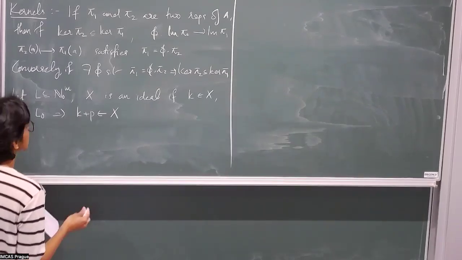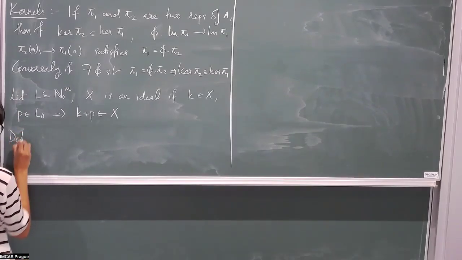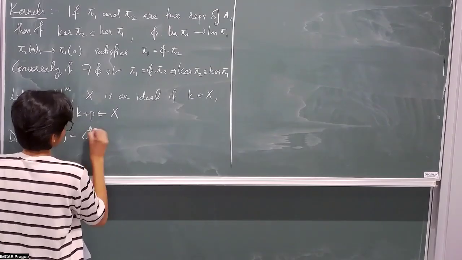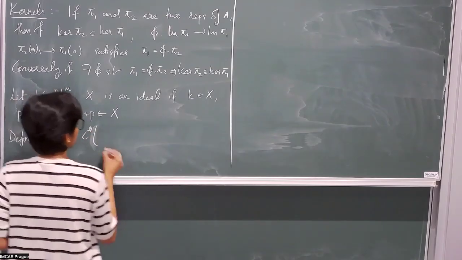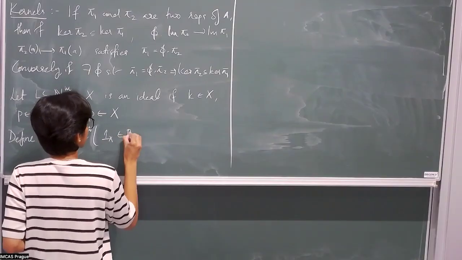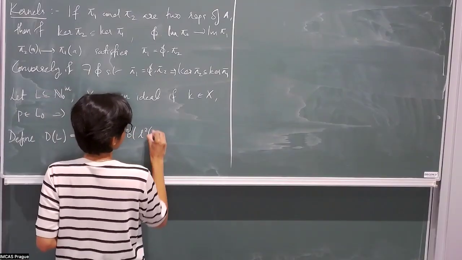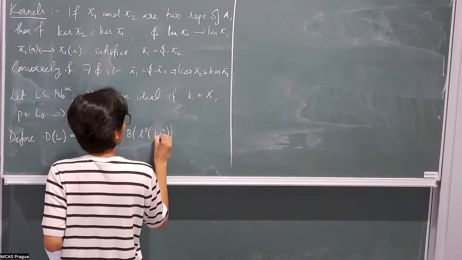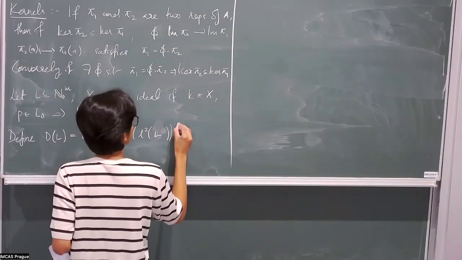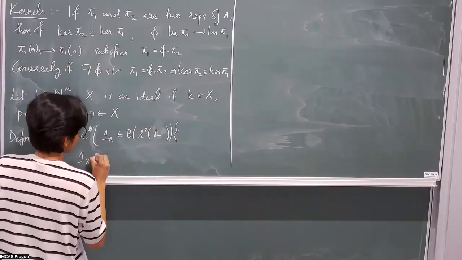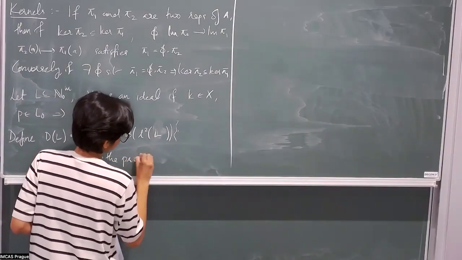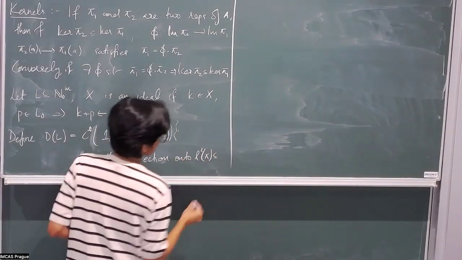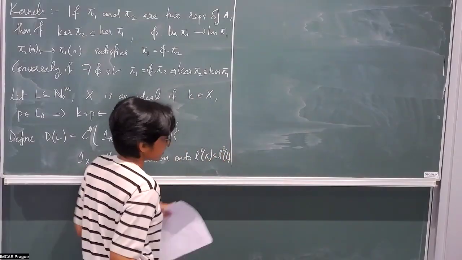So with this, I can define DL to be the C-star algebra generated by the B into the end, where one is the projection into L2 of X sitting inside L2 of L.